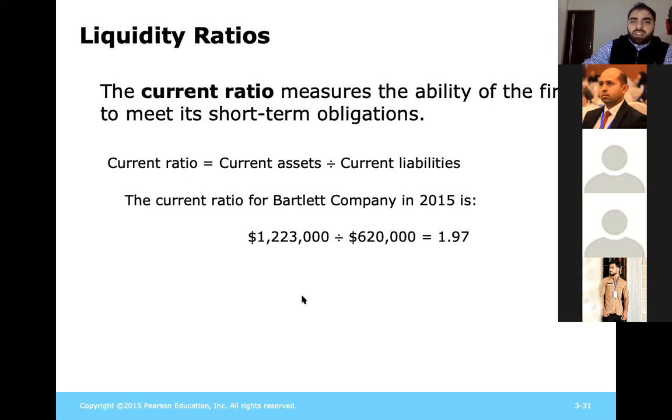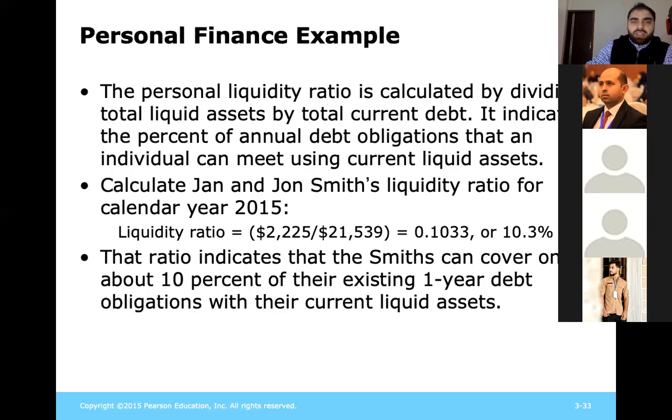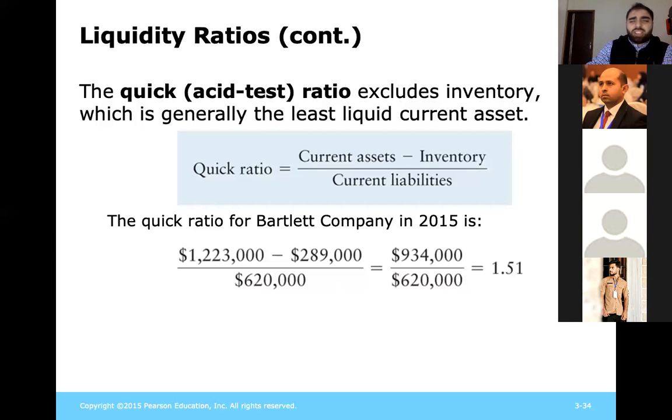So this is the first ratio about the liquidity ratios. Now let us move to speak about the quick ratio. The quick ratio excludes the inventory. In other words, the quick ratio is the same as the current ratio, but we have to deduct the inventory from the current assets and divide the result by the current liabilities.